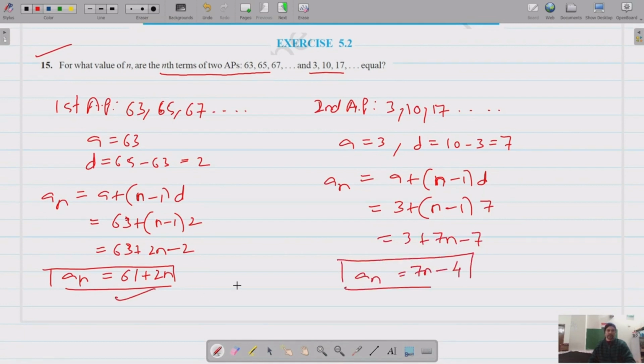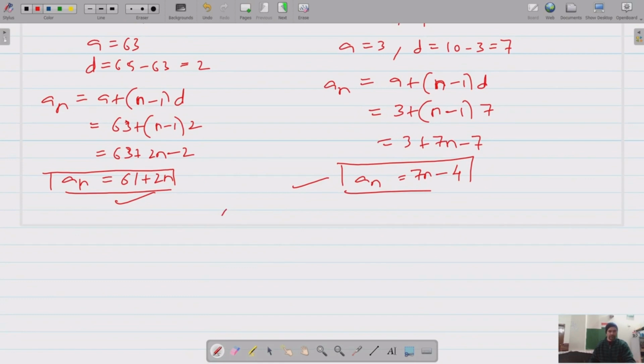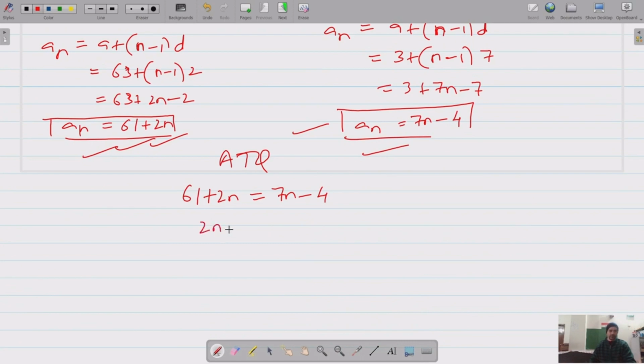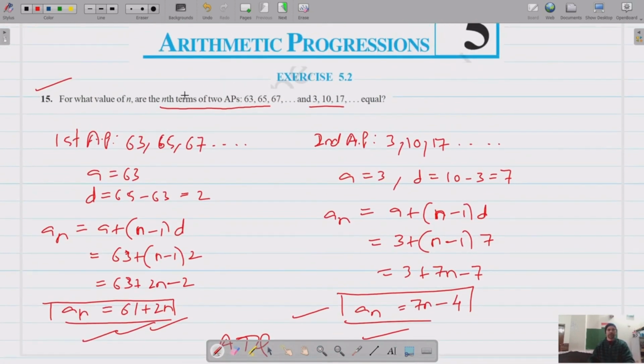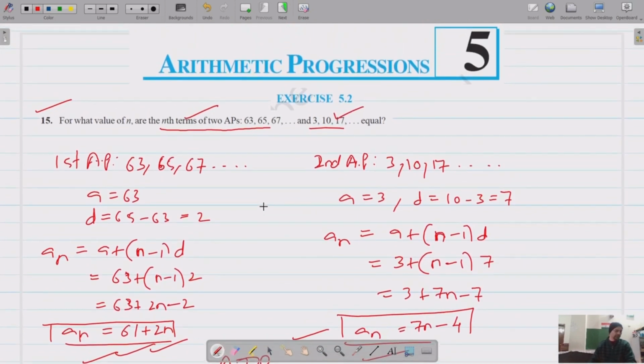And it's given that if we equate these nth terms of the APs, what should be the value of n? So according to the question, we equate 61 plus 2n, the nth term of this AP, to the nth term of the other AP. So 2n minus 7n is minus 4 minus 61, which is minus 5n equals minus 65, and n is 65 divided by 5, which is 13. So the 13th term of this AP and this AP are equal.